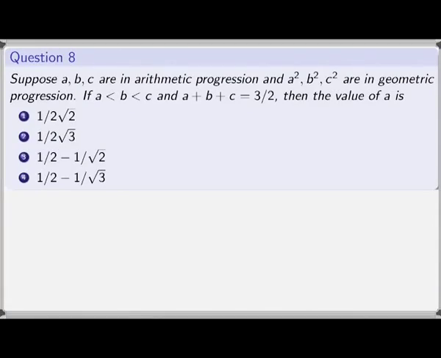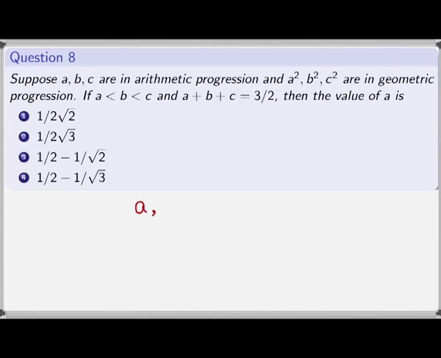This is our second and the last problem solving session on arithmetic, geometric and harmonic progressions. We resume this session with problem number 8. Now we have the following question. Let A, B and C be in an arithmetic progression and A square, B square, C square be in a geometric progression. If A is strictly less than B and B is strictly less than C, with A plus B plus C equal to 3 by 2, then we shall find out the value of A.